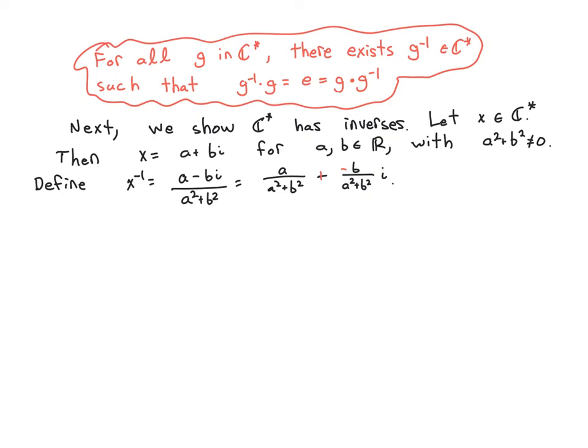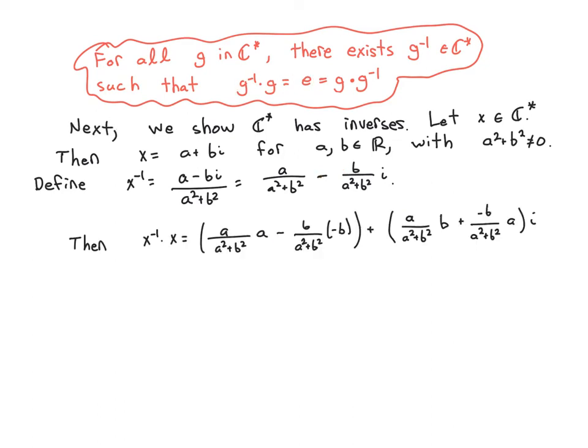This is not a proof so far. All I've done was give you a formula. I actually still need to show that the formula does the right thing, namely that if I multiply x inverse times x, I get 1. So let's do the calculation. Let's compute x inverse times x.